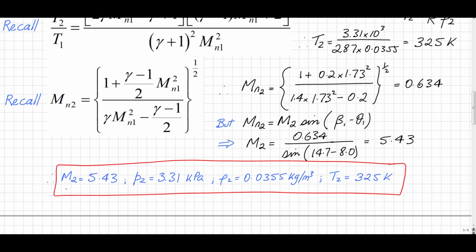At the end of the last video, we'd obtained values for the conditions behind the first shock wave, so we're calling those conditions 2. We determined those by first finding the shock wave angle beta and then finding the Mach number component normal to the shock wave upstream of the shock, Mn1, and using that to determine how conditions changed across the shock. What we're going to do now is look at an alternative way of calculating those conditions.